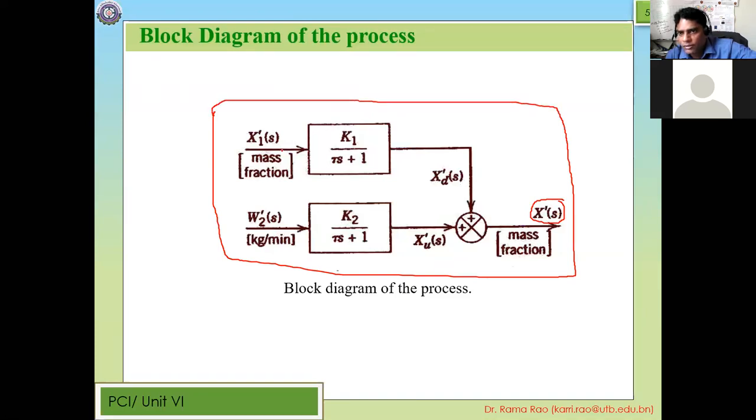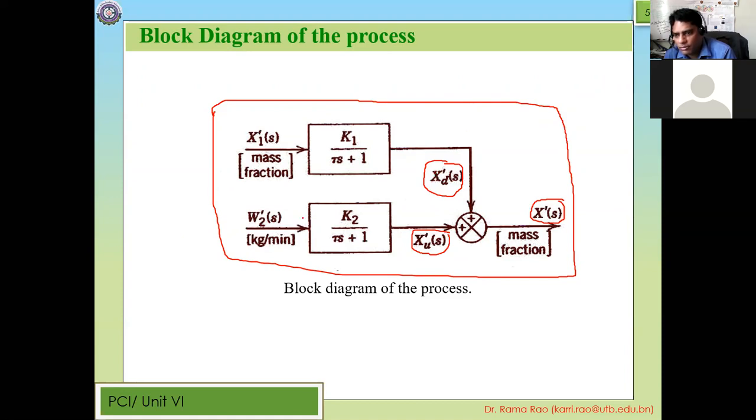Okay, where we have two streams and we have one outlet. Here we consider this as D because we are not focusing on it, as it is like a disturbance. We are only monitoring one variable, that is your X2 or W2. So this is your XU and this is your XD. We are controlling only this variable, we are not controlling the XD. Okay, so this is the process.